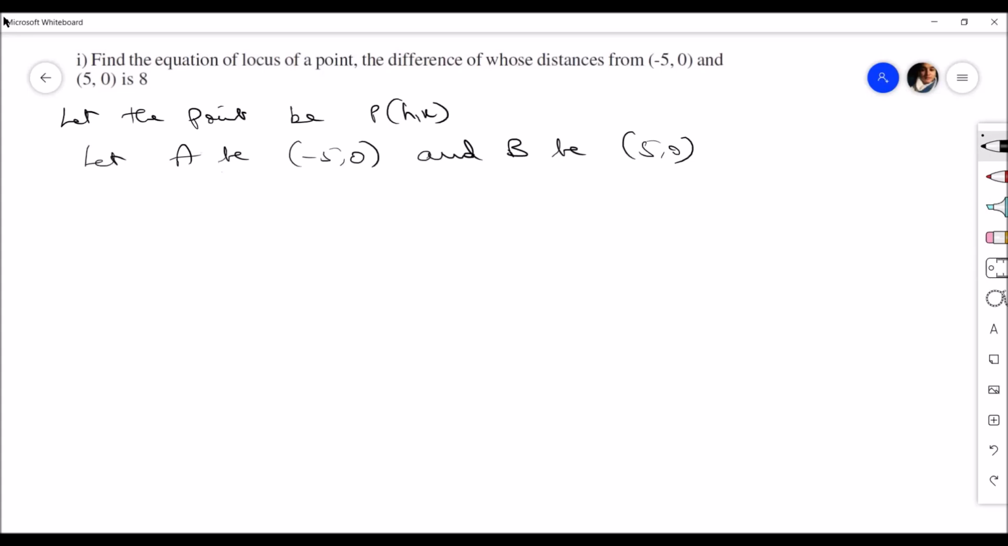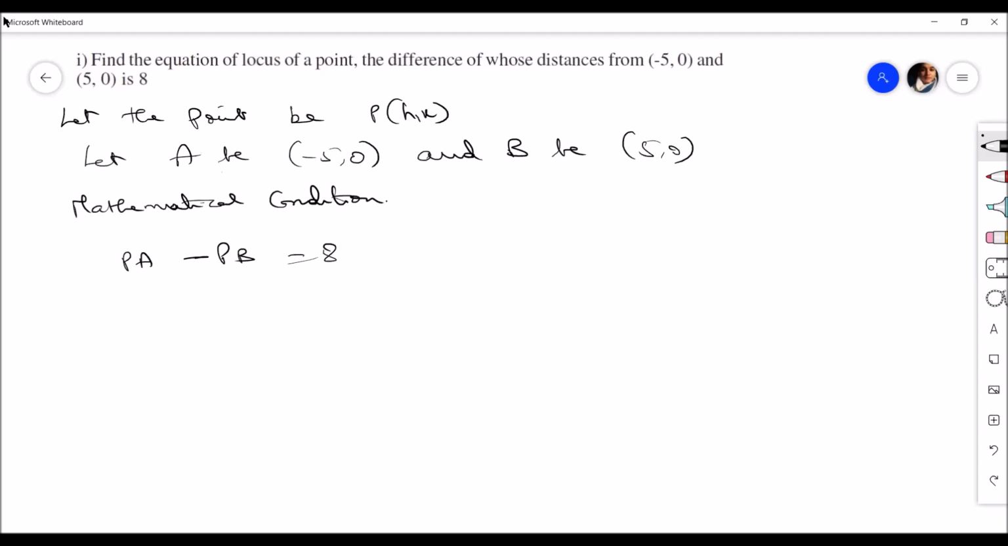All of you? Now, there will be a mathematical condition in each of these problems. So let's identify what is the mathematical condition. The difference of whose distances from this point and this point. So the distance PA and the distance PB, the difference is given to be equal to 8. Right? Is it clear? All of you? That's the mathematical condition that is given.